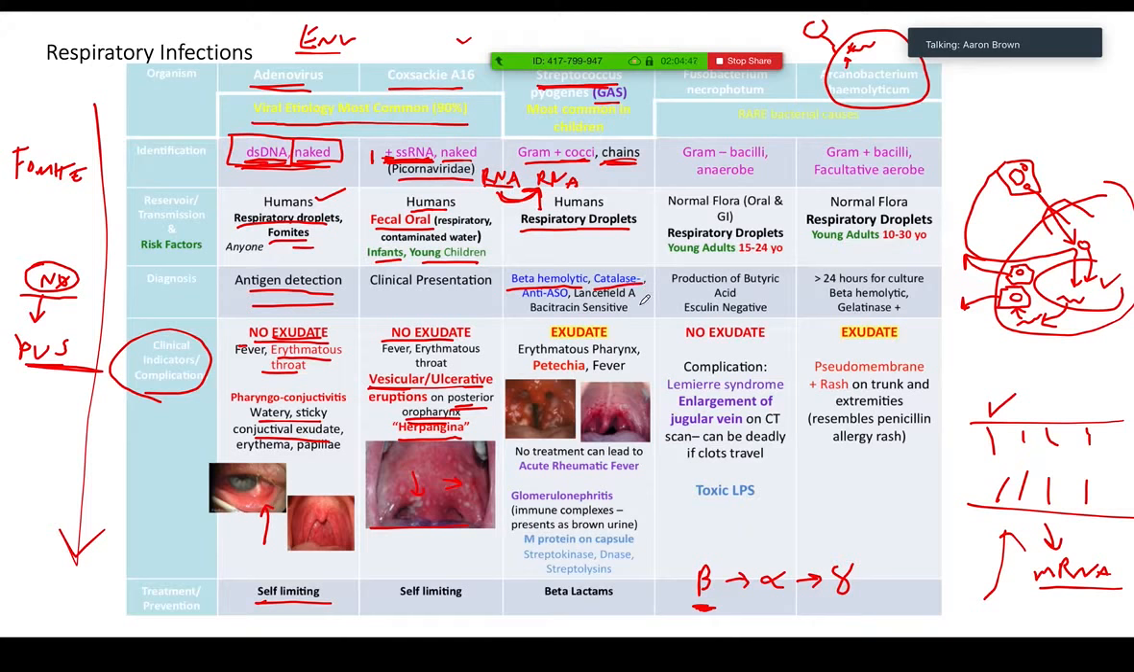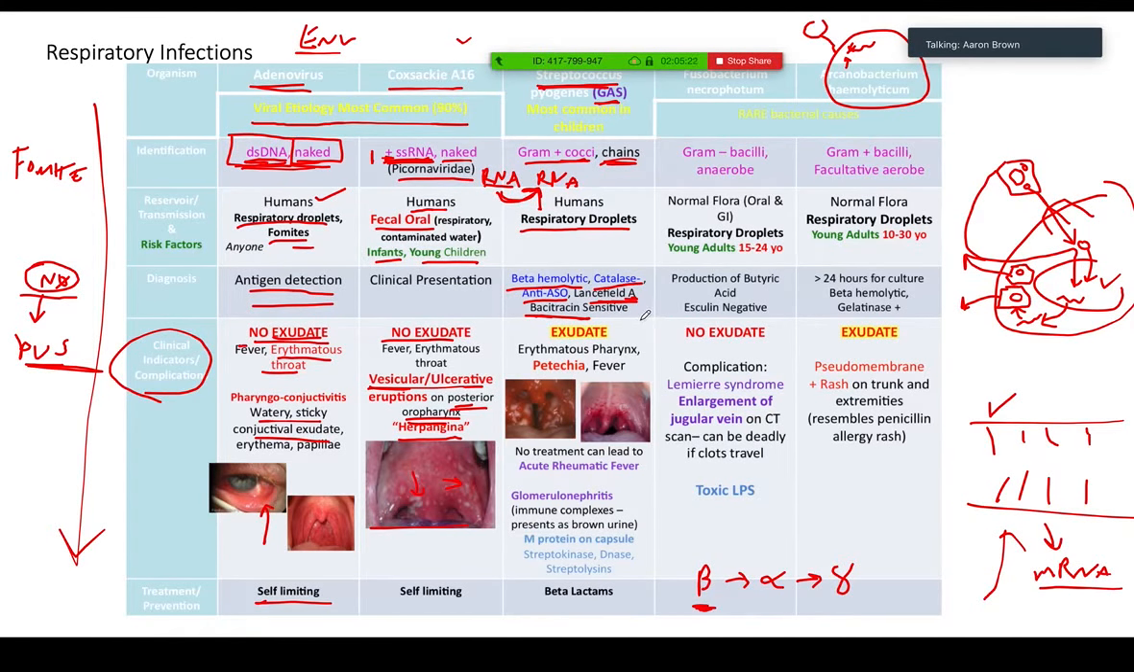Catalase negative, it cannot break down certain types of proteins. There are these anti-ASO antibodies that our bodies make in response to strep pyogenes, so that's a good way of diagnosing it. Lancefield A is another way of diagnosing it. That's how we get our group A strep. We call it group A strep because of this Lancefield A, and this basically just means there's a certain protein on the surface of the bacteria that we call the Lancefield A. Okay? It is sensitive to a certain antibiotic called bacitracin.